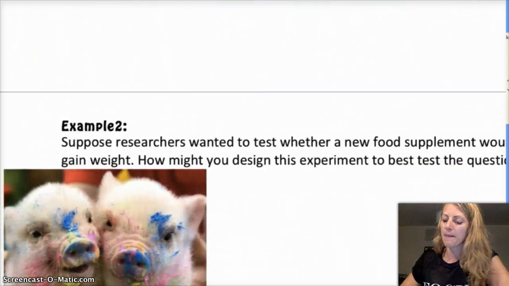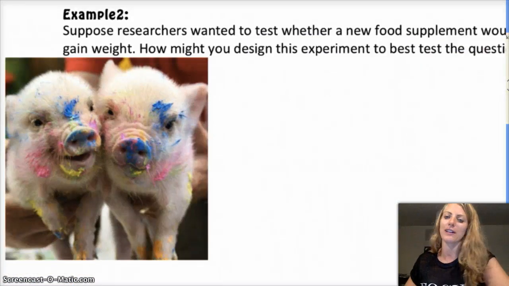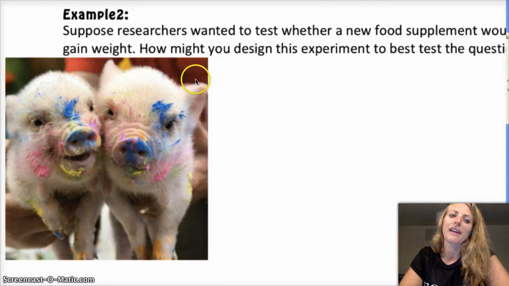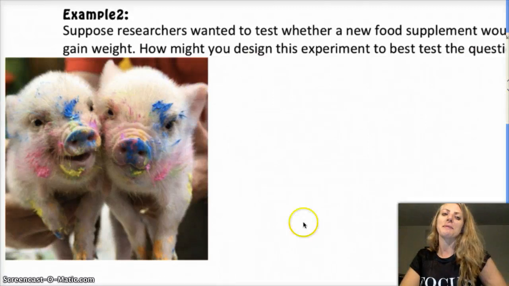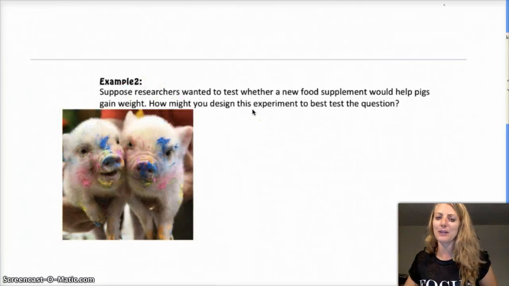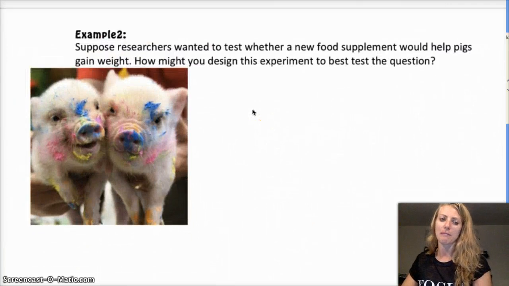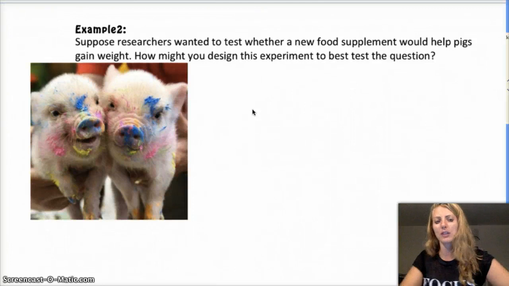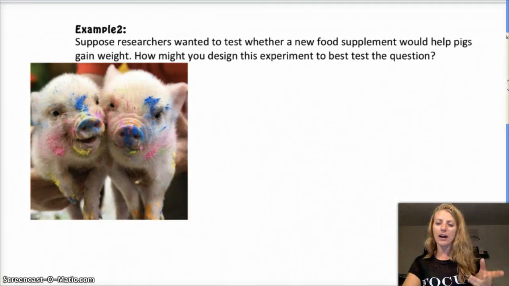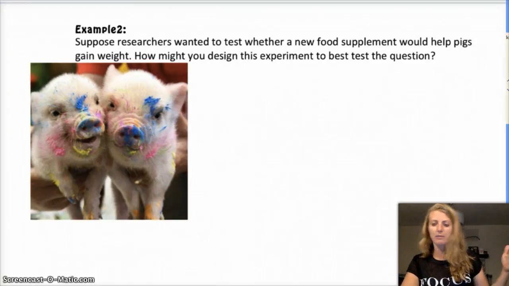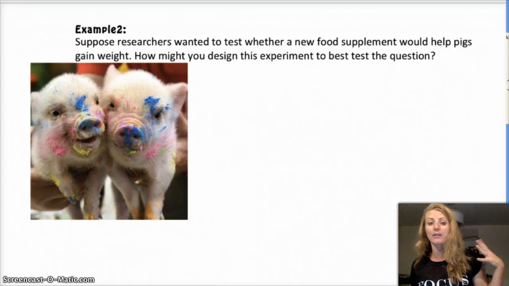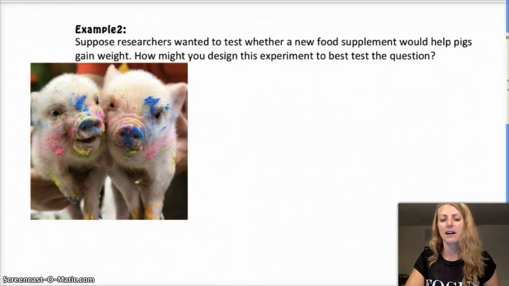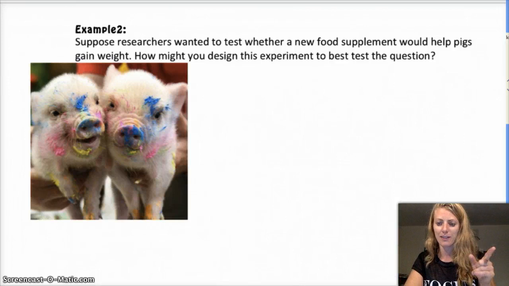Okay. All right. So example two, I just thought that was a really cute picture. So suppose researchers wanted to test whether a new food supplement would help pigs gain weight. How might you design this experiment to best test the question? All right, so go ahead, try it on your own, so if you can figure out if it should be blocked or completely randomized or matched pairs, and then check your answer in a second.